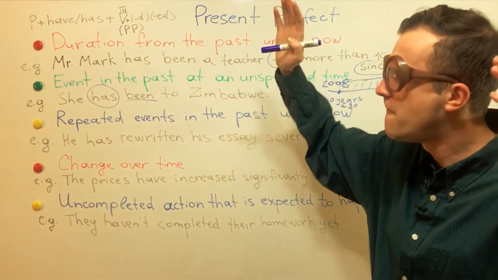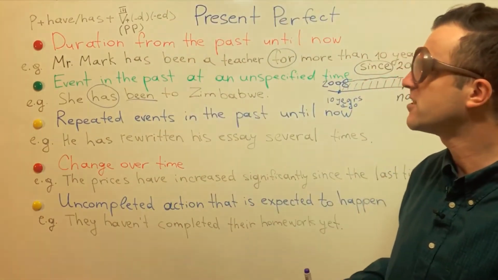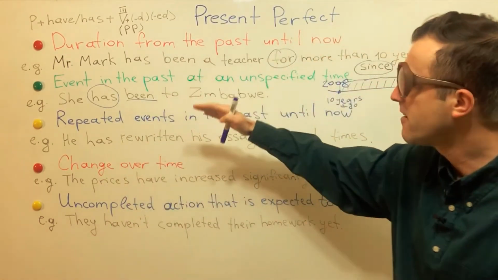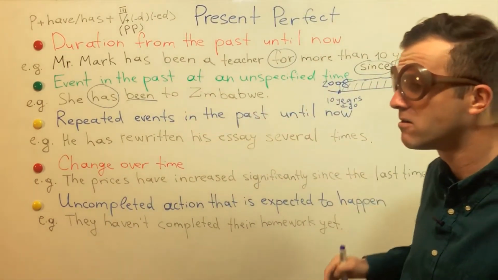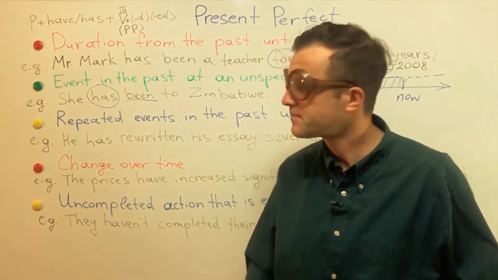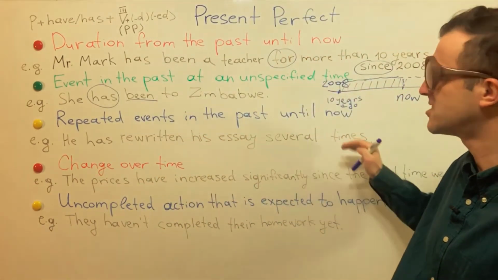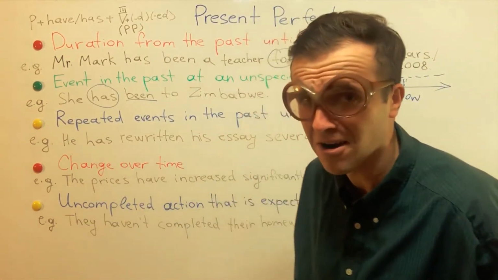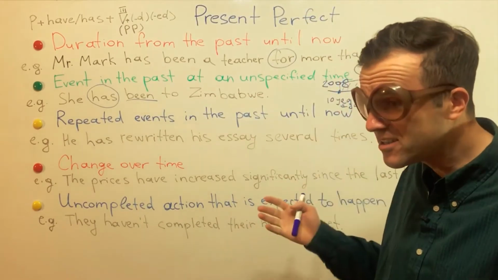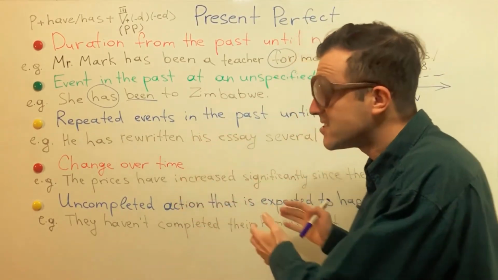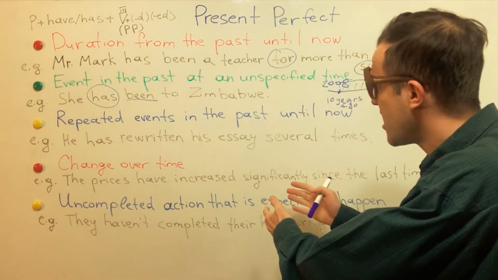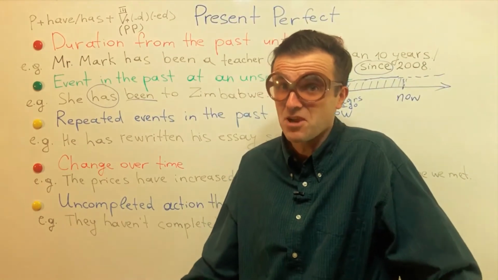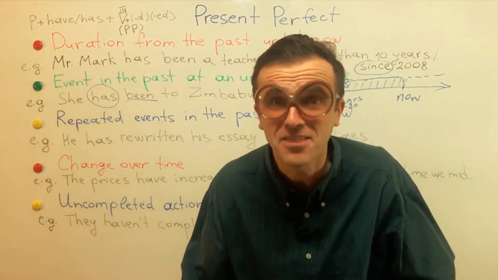So let's move further. The third way of using the present perfect is repeated events in the past until now. So for example, he has rewritten his essay several times. Oh my goodness, it's probably the worst student ever. So he couldn't write an essay only from the first time, and he had to rewrite this essay for several times because his essays were good for nothing.